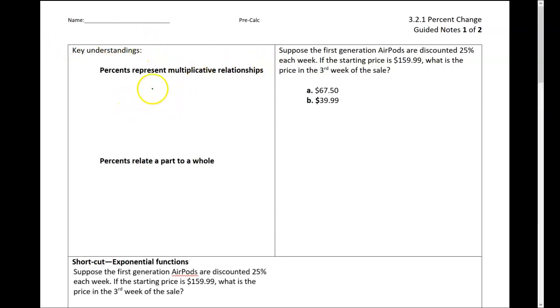So the first key takeaway is that percentages always represent a multiplicative relationship. And this is different from a lot of the math that we do, because a lot of the math we do is a linear relationship where we're representing repeated addition. Here we're representing multiplication. So the question you need to be asking yourself as you tackle these is, what do we need to multiply by? Right? So to discount these headphones, what are we multiplying by?